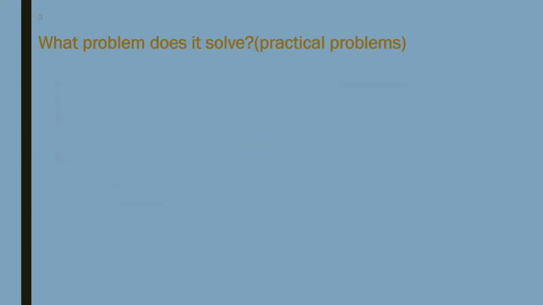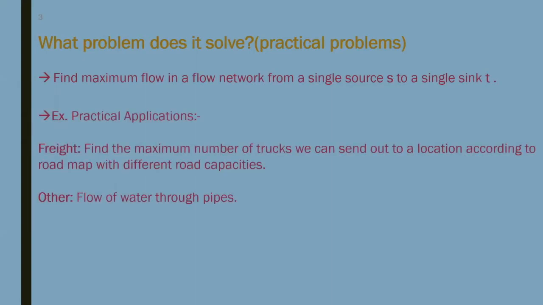So first and foremost, what problem does it solve? As we said, it's for max flow problems, so it's to find the maximum flow in a flow network from a single source S to a single sink called terminal T. We can use this algorithm to solve problems in many different situations, for example, a company might want to know the maximum number of trucks they can send from one place to another according to a roadmap where roads have different capacities.